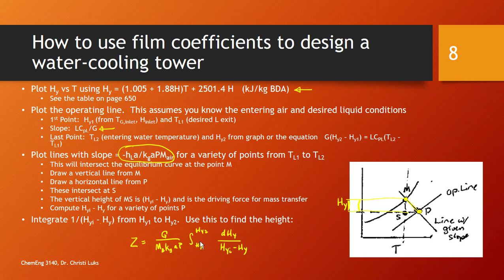This portion is the number of transfer units. This is the height of a transfer unit, G over M_B, and then our k_G a P. Multiply those together, you get the total height of packing.